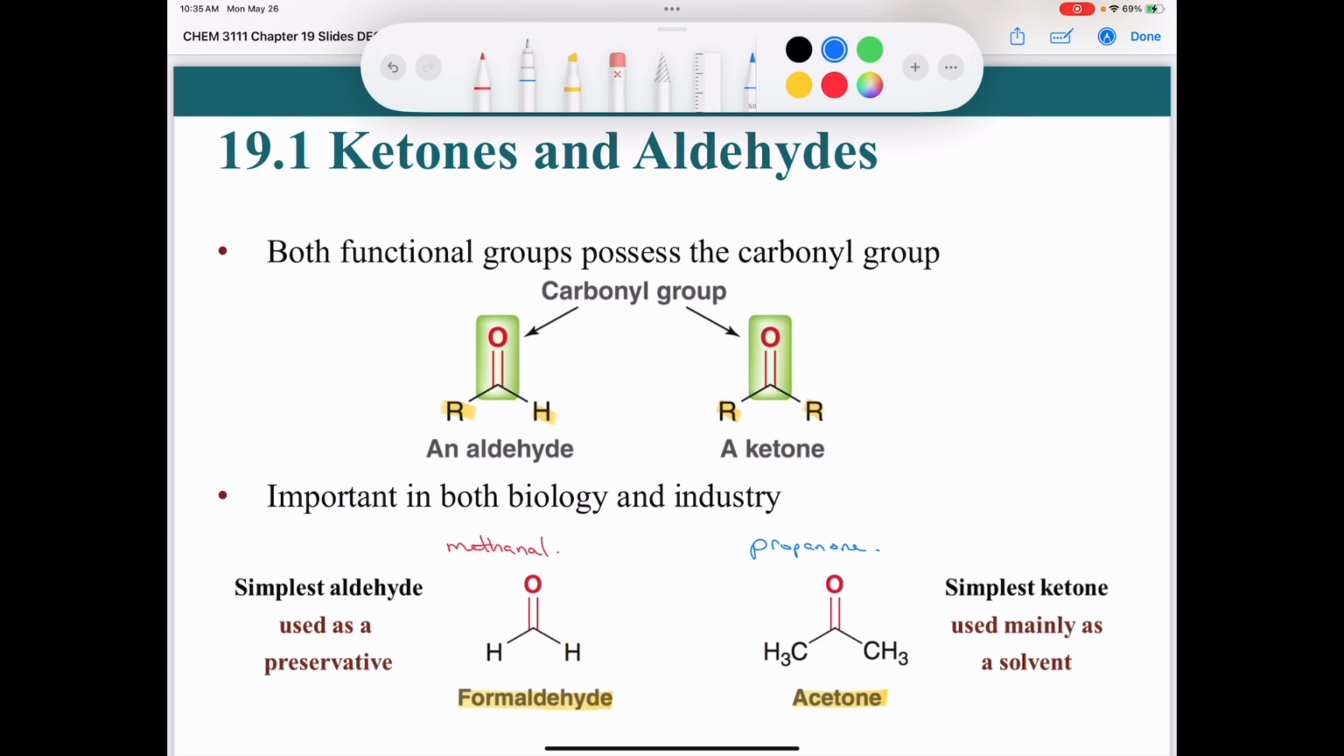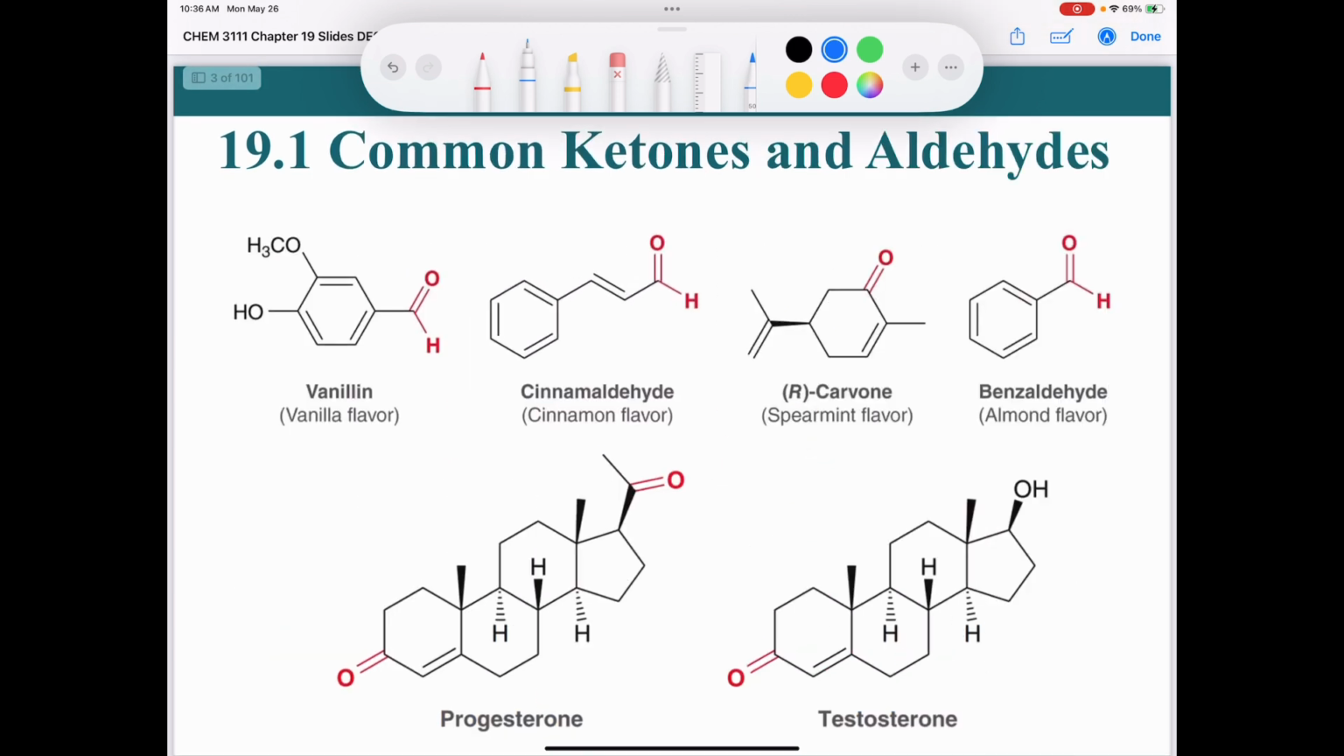And you can also buy it in the paint section at Home Depot. It's used as a paint thinner sometimes. But acetone is used as a solvent in the lab all the time. We use it to clean dishes sometimes. And some other places you'd find aldehydes and ketones in your everyday life.